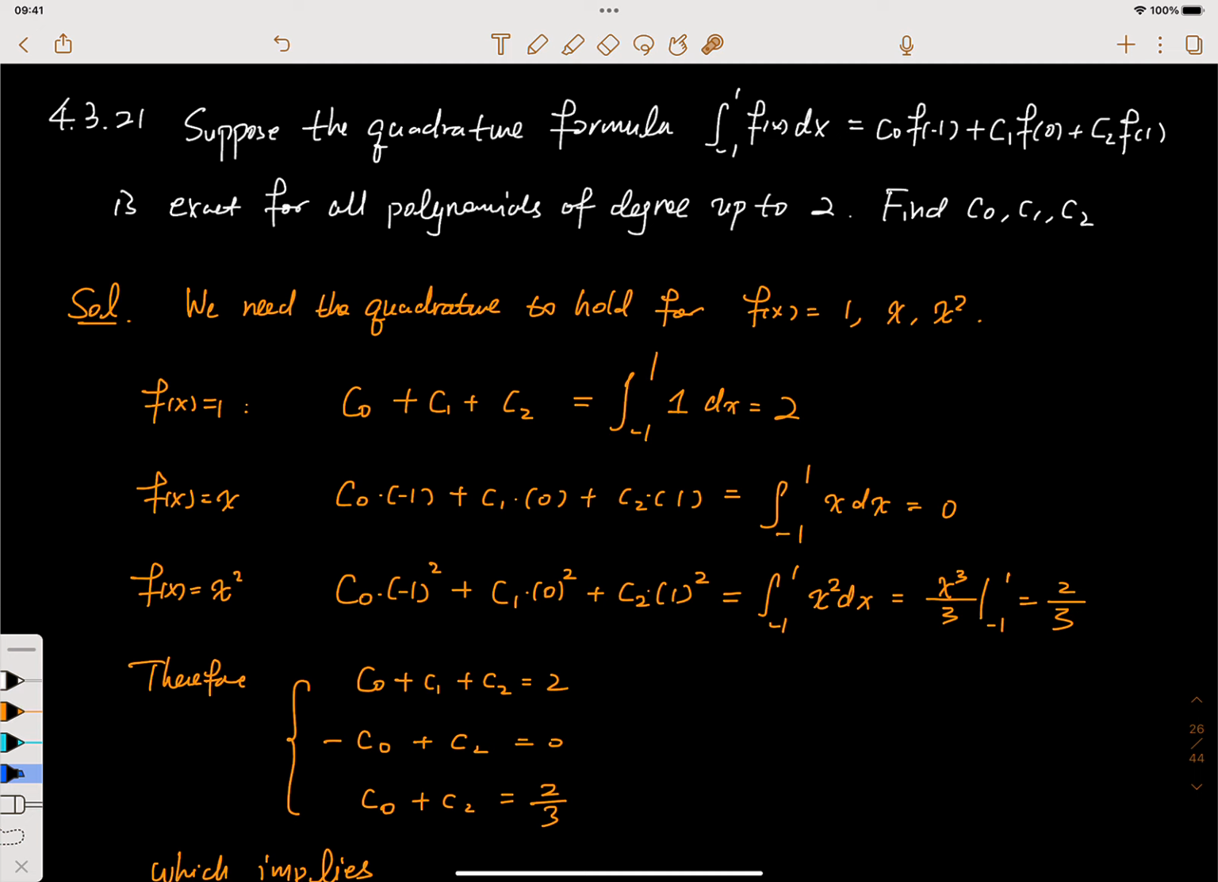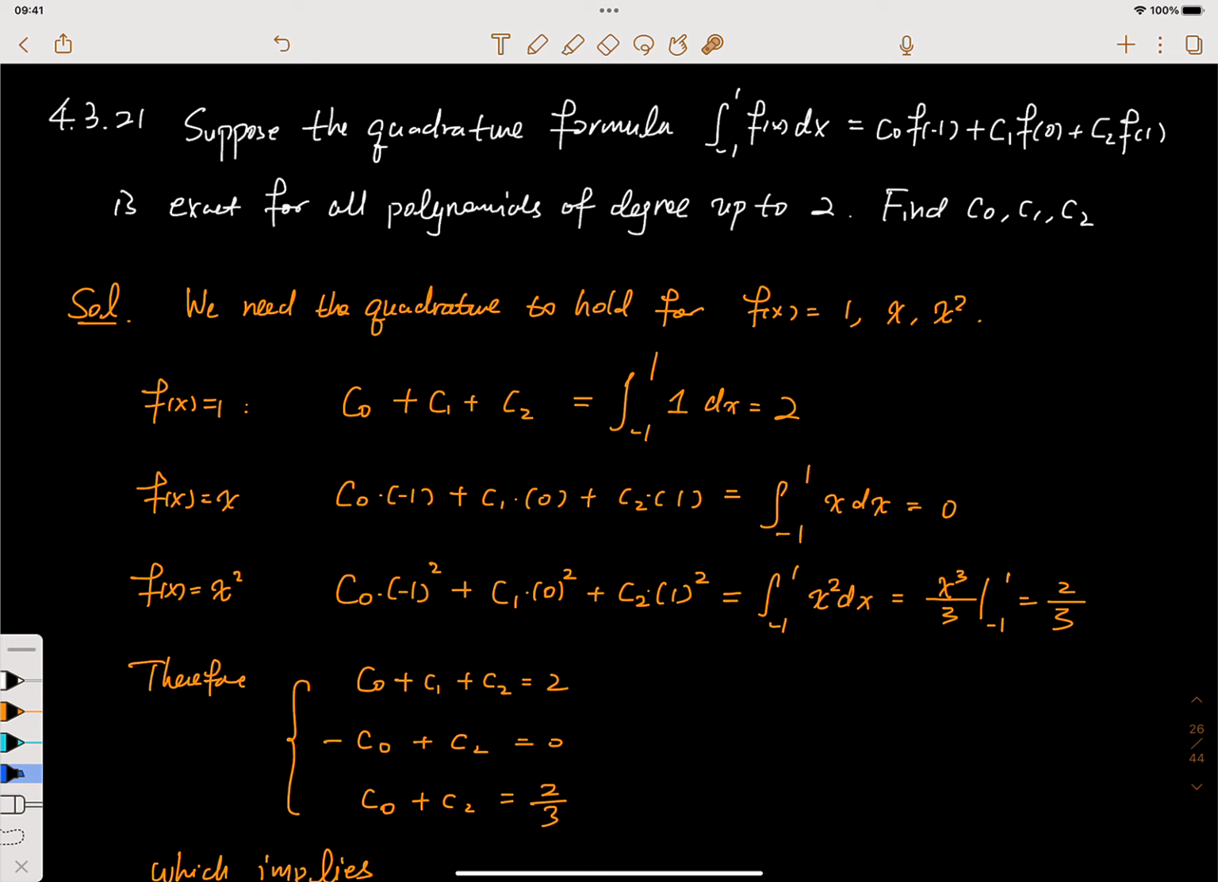So the problem 4.3.21. Suppose we're given this quadrature formula, the integral of f of x over the interval -1 to 1. We're told to find the quadrature rule for this formula, where the function is evaluated at these 3 points, -1, 0, and 1. They are fixed, and the only thing that we can change are these c values, the coefficients.